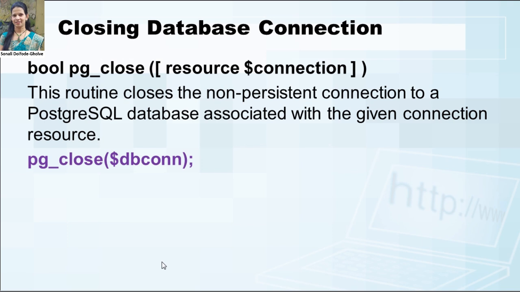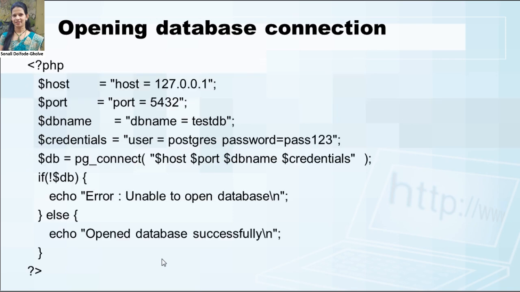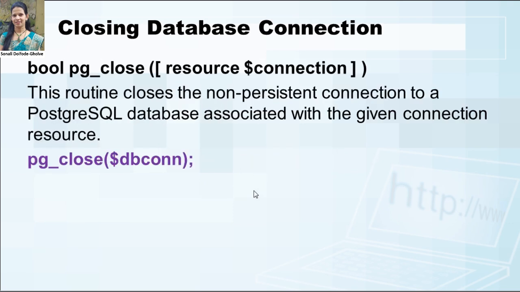Next is about closing a database connection. How to close a database connection? Here is a function for how to open, how to connect. Now here is a function to close a connection. Boolean pg_close, where we are using the optional parameter resource $connection. This routine closes the non-persistent connection to the PostgreSQL database associated with the given connection resource. So the syntax is pg_close and in brackets write the pg connection.